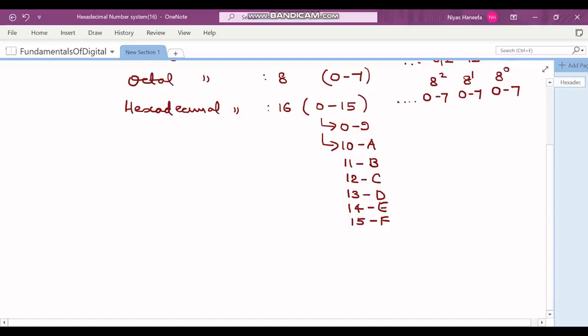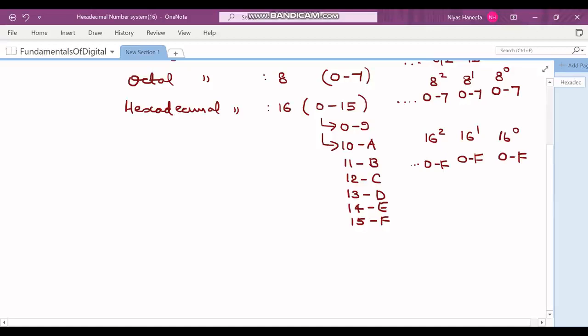Again, like whatever we discussed till now, the lowest position is going to be 16 raised to 0. So 0 to F. Then the next position is 16 raised to 1. Again, the symbols used are from 0 to F. 16 squared, the symbols used are from 0 to F and so on.